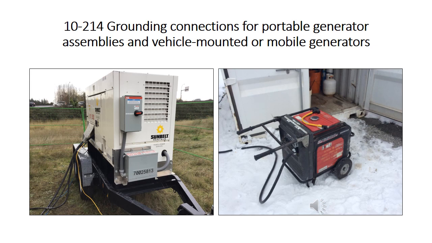10-214. Grounding connection for portable generator assemblies and vehicle-mounted or mobile generators. Here are two photos. The photo on the left is a mobile generator which is towable behind a vehicle, and the photo on the right is a portable generator assembly sometimes found on some work trucks. Please read the Appendix B note on page 604 for additional information.